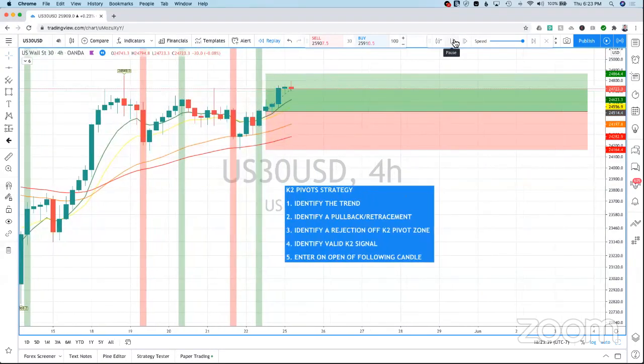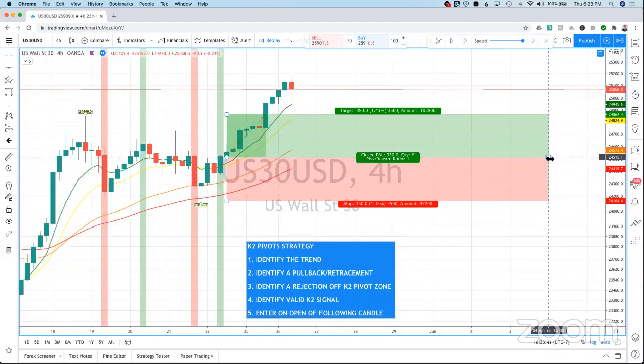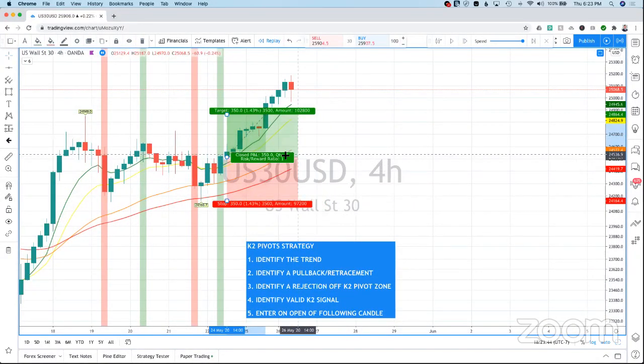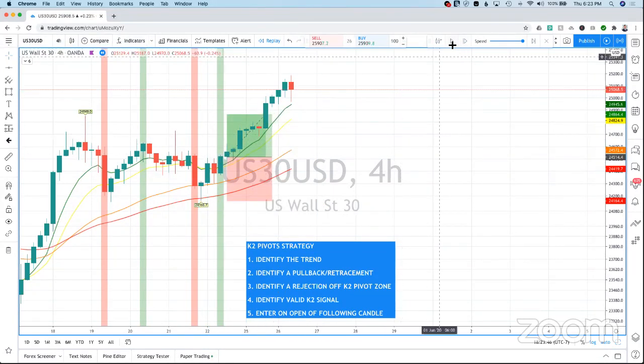If you let it run, profit target. So within that time frame, you would have made 3,500 pips. Let's look for the next entry.